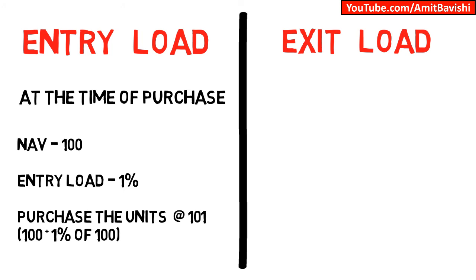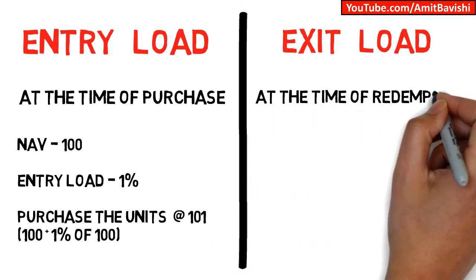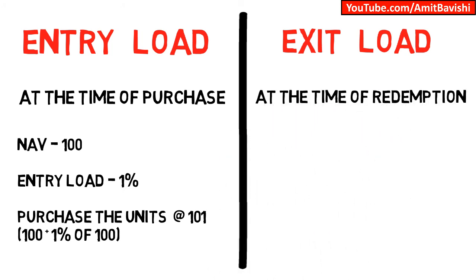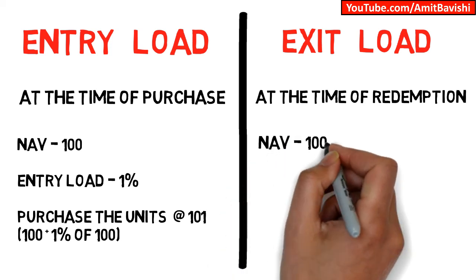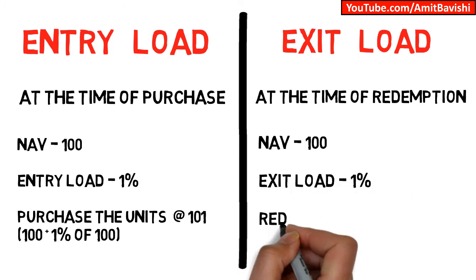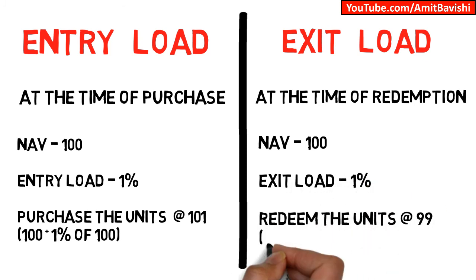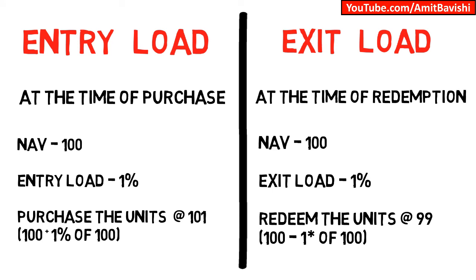Exit load is charged at the time an investor redeems the units of mutual fund. The exit load is reduced from the prevailing NAV at the time of redemption. The investor will receive redemption proceeds at a net value of NAV less exit load. So, for instance, if the NAV is Rs 100 and the exit load is 1%, the investor will receive Rs 99. That is 100 minus 1% of 100. I guess that's it for this video.